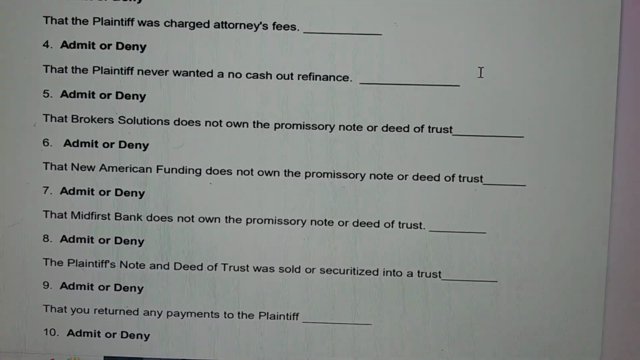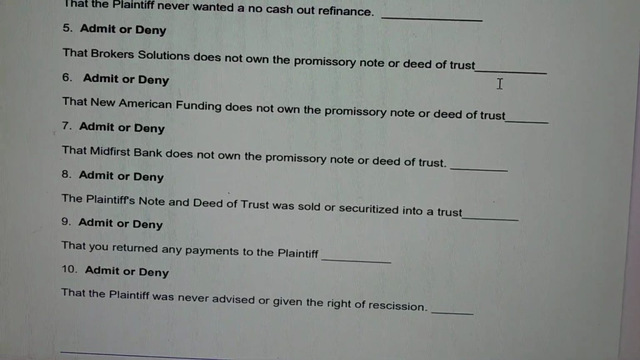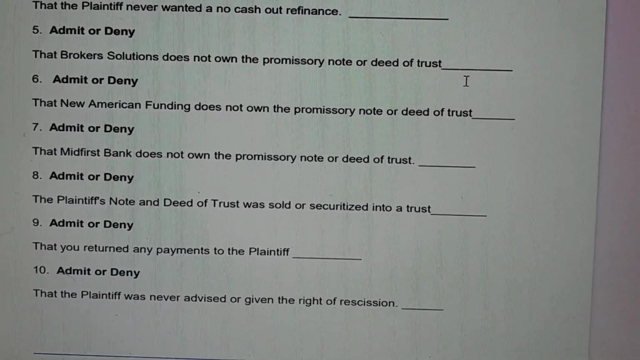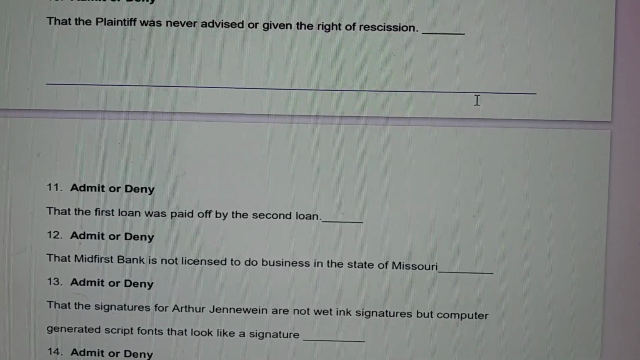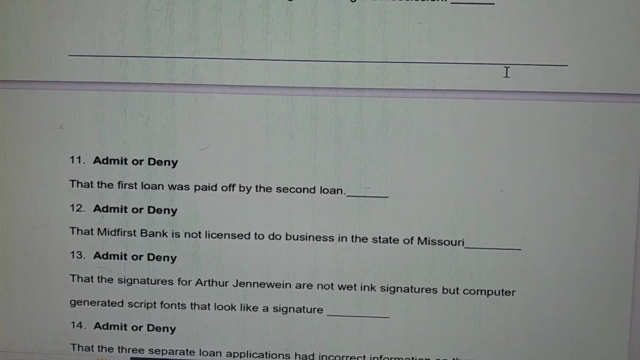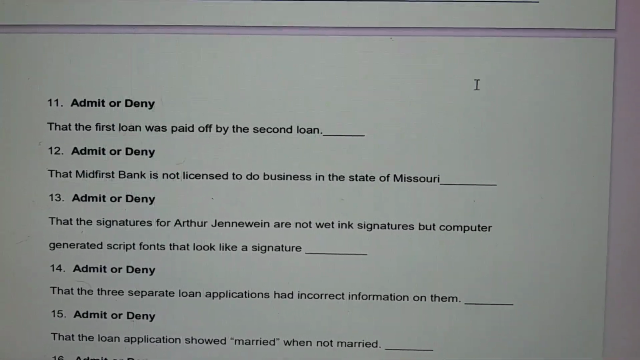Number 9, that you returned any payments to the plaintiff. Number 10, that the plaintiff was never advised or given the right of rescission. Number 11, that the first loan was paid off by the second loan. Number 12, that MidFirst Bank is not licensed to do business in the state of Missouri.